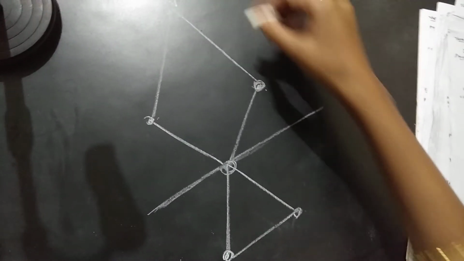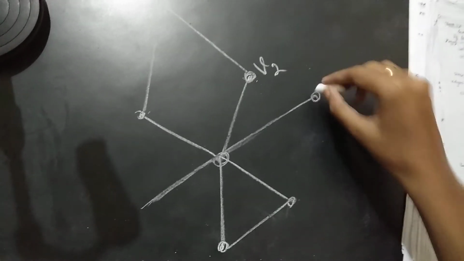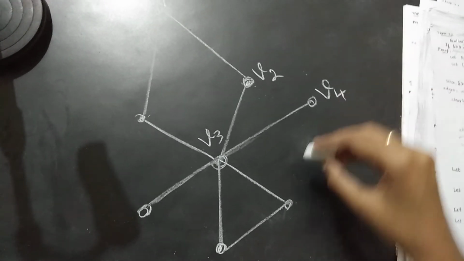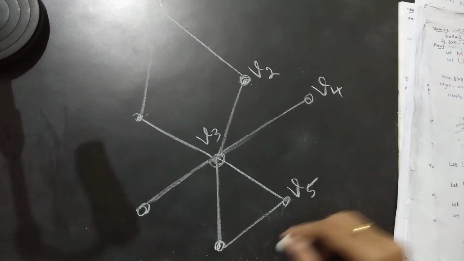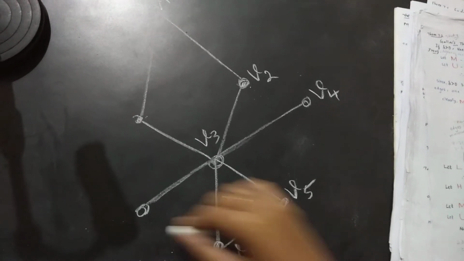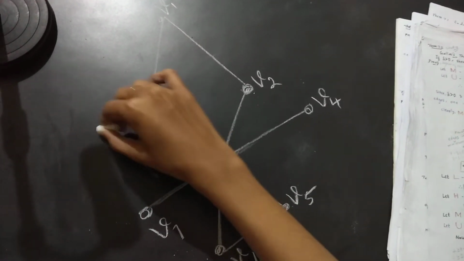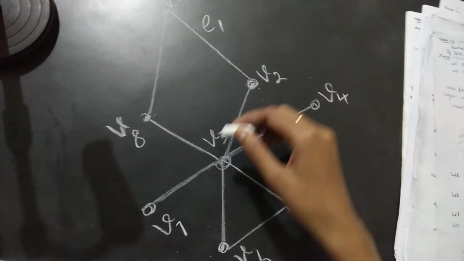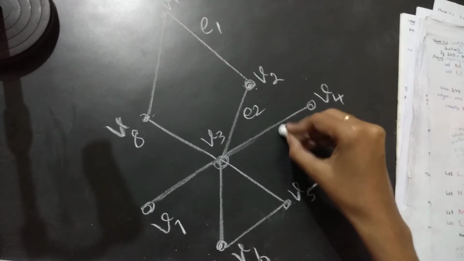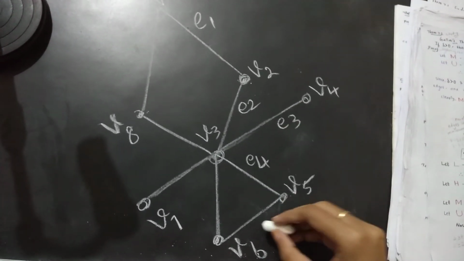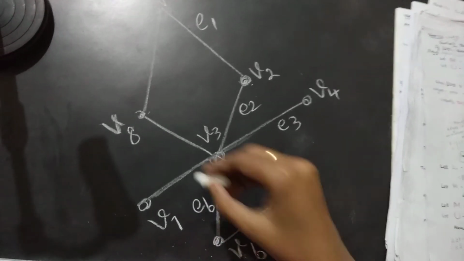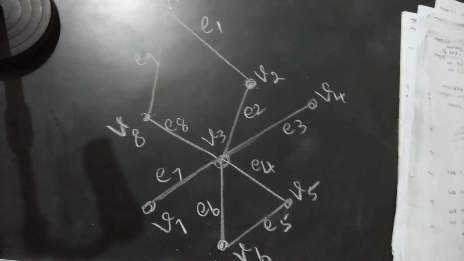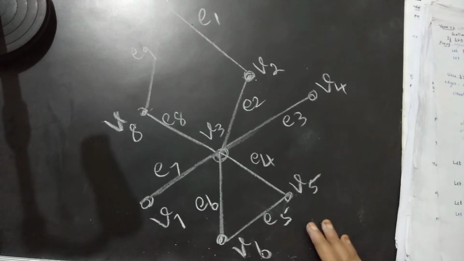Let me give names to the vertices. V1, V2, this is V3, this is V4, this is V5, this is V6, can you see that, this is V7, this is V8. These are the vertices. And now I will mark the edges: E1, E2, this is E3, this is E4, E5, E6, E7, this is E8, this is E9. Is that clear? Any doubts? This is our graph G.